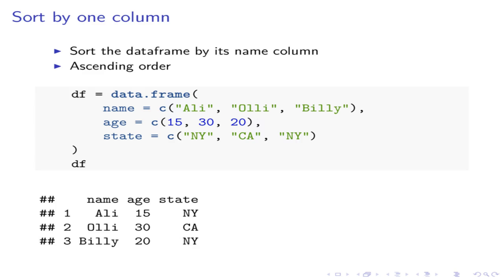First question. How do you sort this data frame by its name column? The letter A should come first. That is, the order should be ascending order.